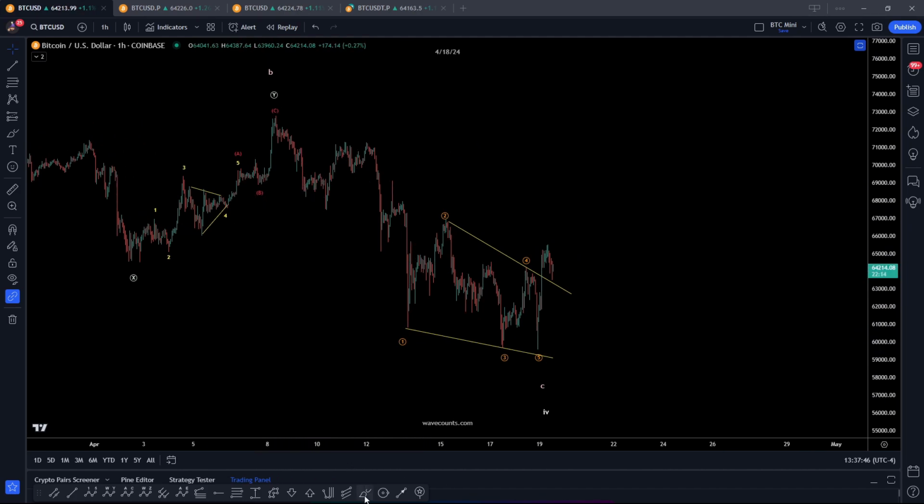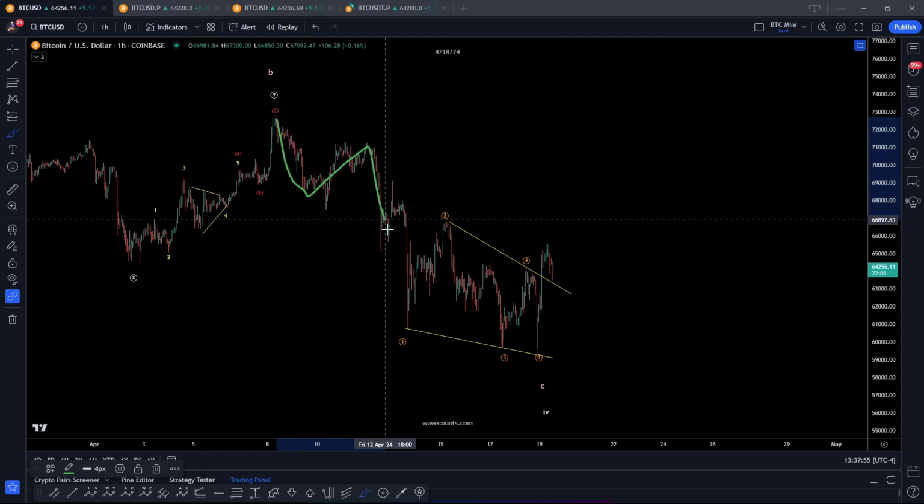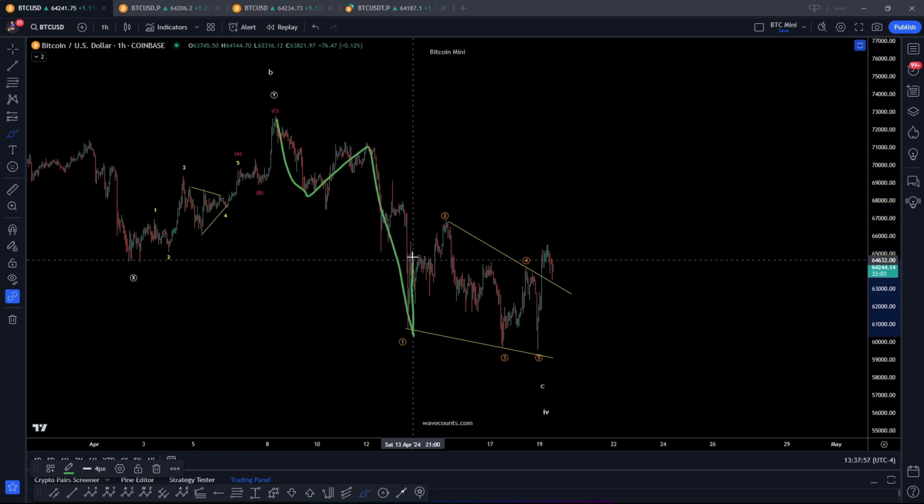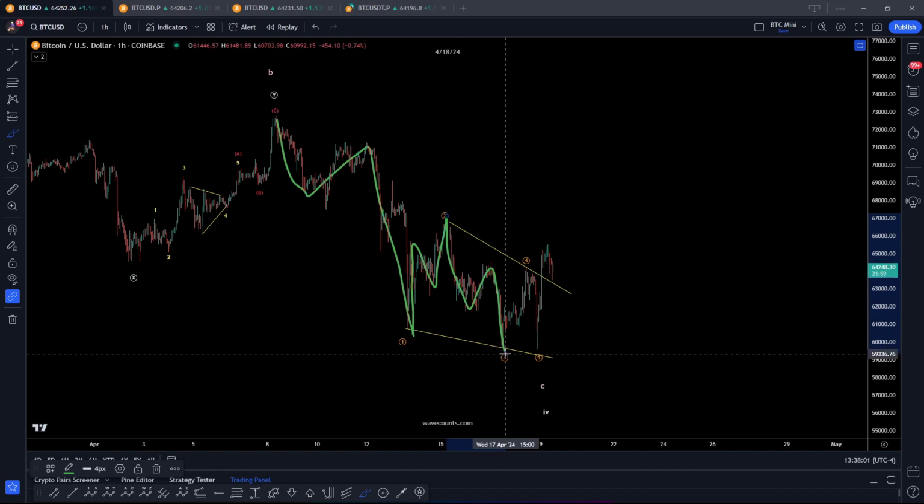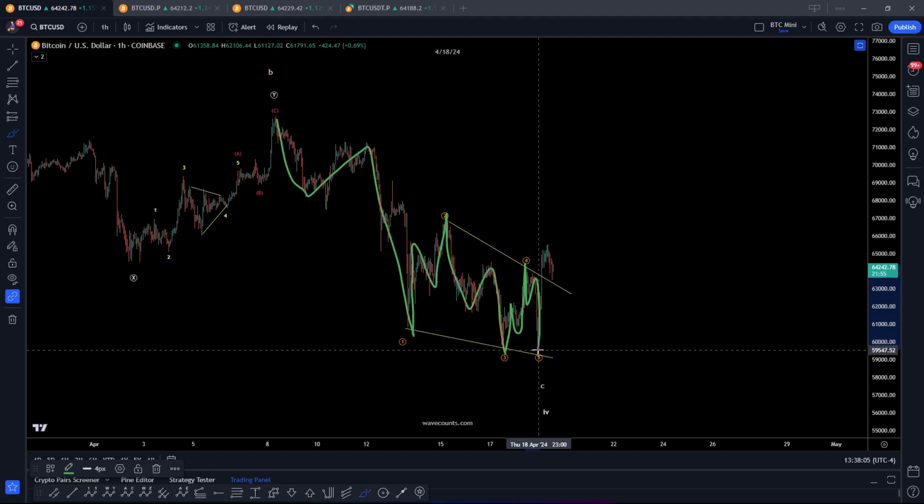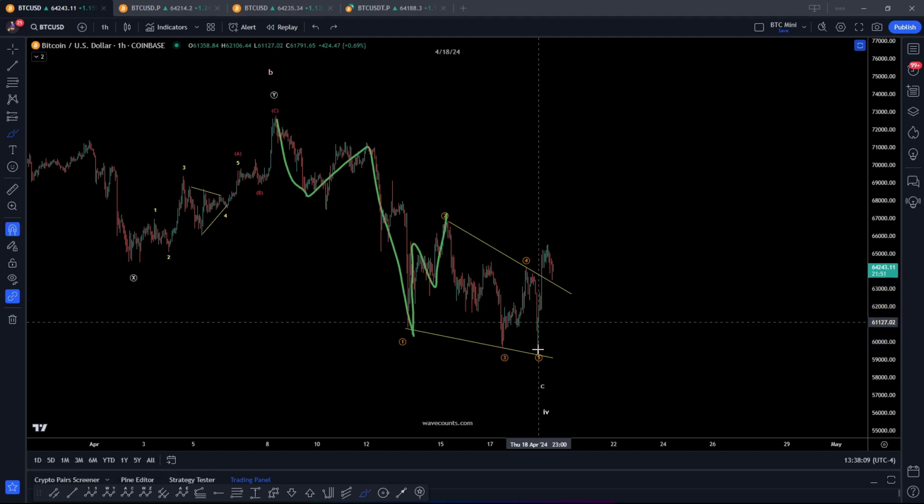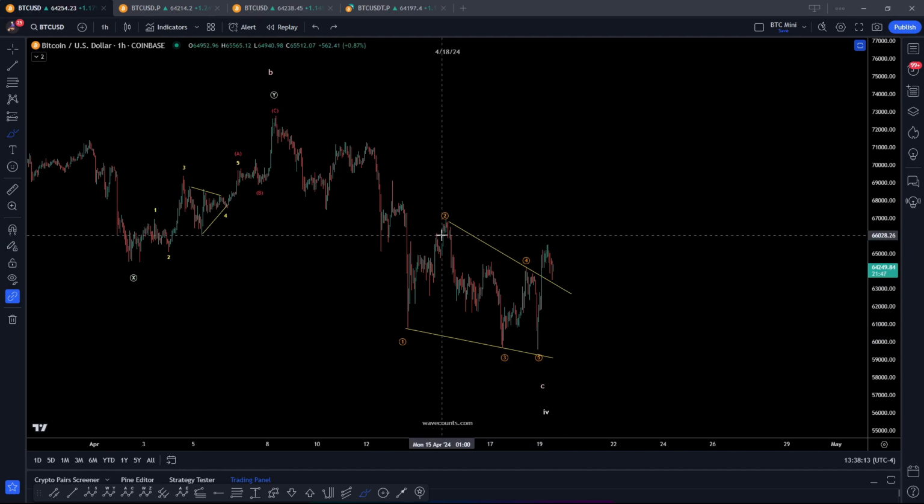First of all, every wave has to be a zigzag. Well, that's what we got. We got a zigzag here, we got a zigzag here, we got a zigzag here, and we got a zigzag here, and we got a zigzag here. Okay, perfect. The subwave structure rules are satisfied.